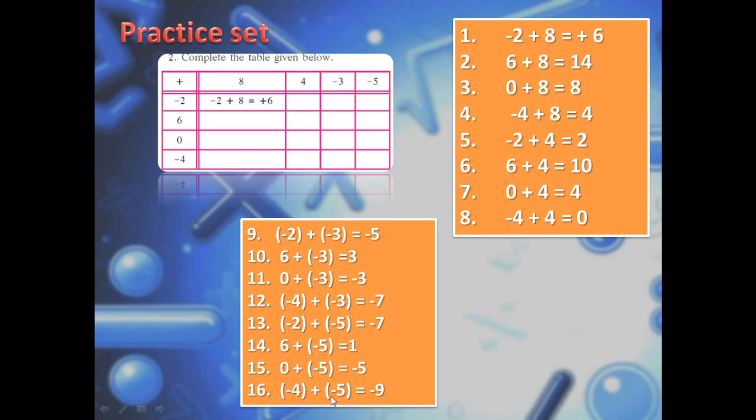Minus 4 plus minus 5, I have same sign of integers. Integers are having same negative sign on both the sides. So I have to add the numbers and put the common sign as negative. That is minus 4 and minus 5. When I add it, I get 9 and sign is negative, so minus 9.